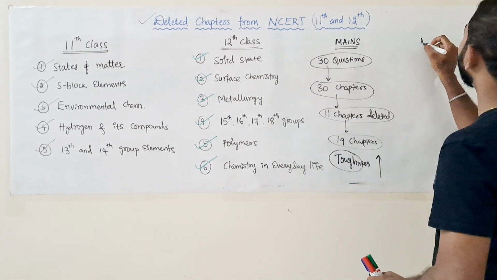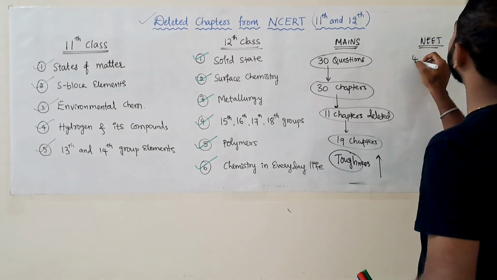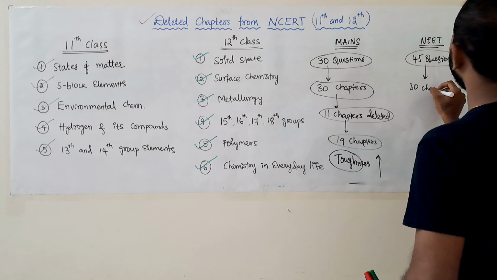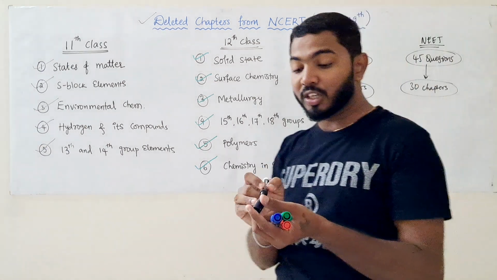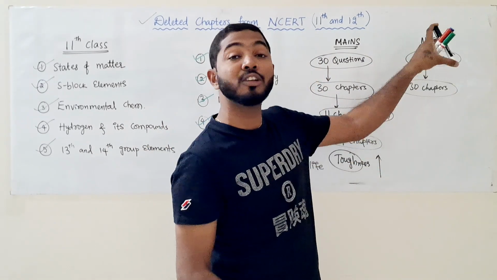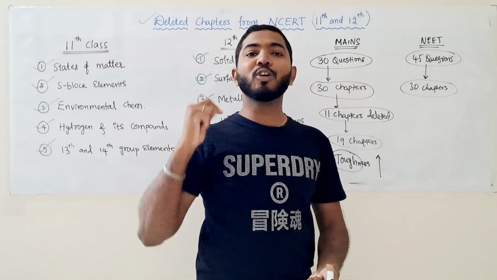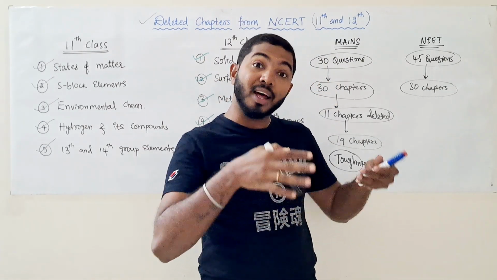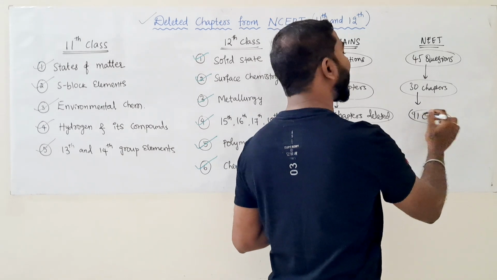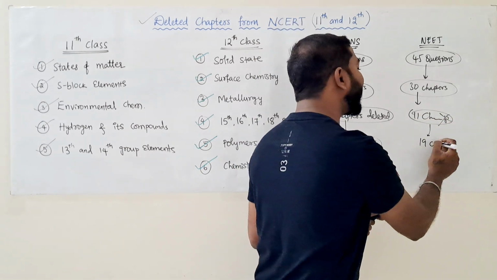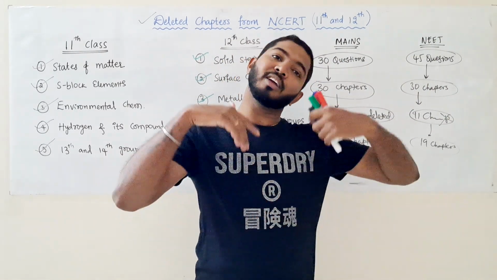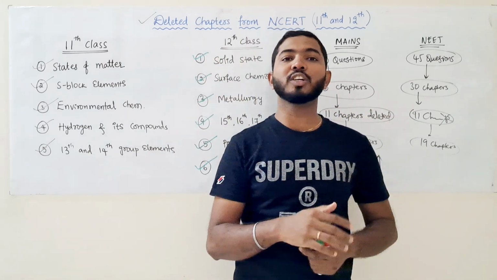Okay. Next, if we move to NEET. In NEET we know there are 45 questions, and for us there are 30 chapters. So obviously even in this case we have 15 questions more than the chapters, which means many chapters already give 2-3 questions. And now they have removed 11 chapters, so obviously the remaining are 19 chapters. Now 45 questions have to be asked from 19 chapters. So obviously the questions from each chapter are going to increase.